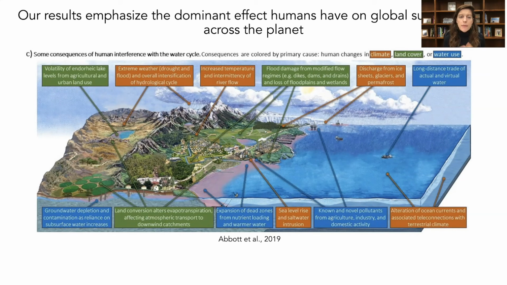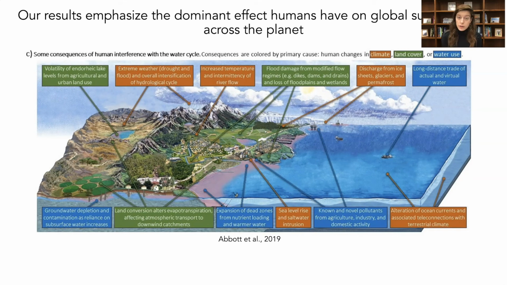This figure is from a really interesting paper that came out a couple of years ago that looked at how we portray the water cycle in textbooks and in classrooms. And what they found is that humans are often absent from depictions of the water cycle. And our results emphasize that humans actually play a large role, at least in this water storage component. We see that humans actually exert a dominant control on seasonal variability in water storage.